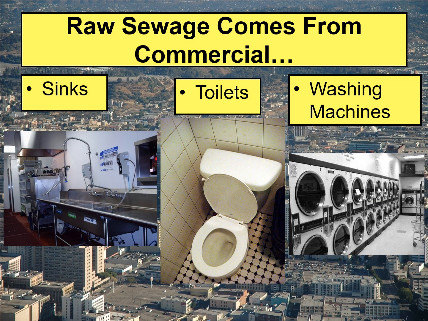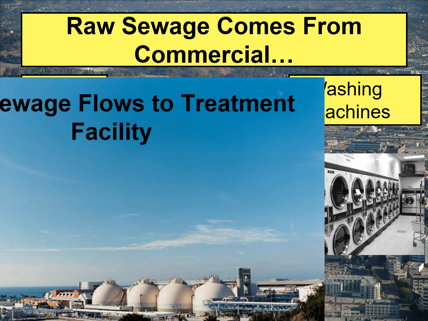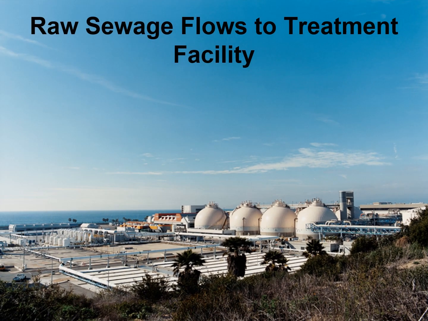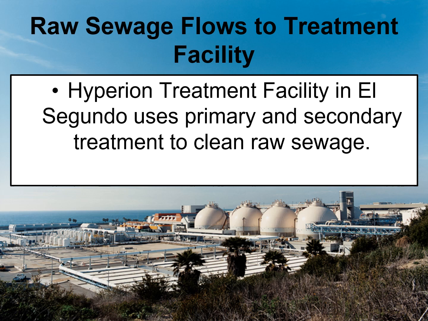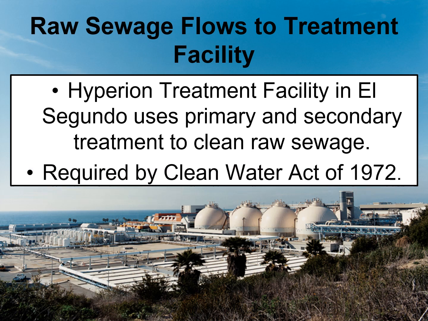So any sort of sewage that's coming from businesses, whether it be bathrooms, washing machines, sinks, they're also connected to the city sewer line, and then that goes out to a wastewater treatment facility to be cleaned. Here in the southern Los Angeles area, a lot of our raw sewage does flow to this facility here. It's called Hyperion. It is a wastewater treatment facility, and it uses primary and secondary treatment to clean sewage that is being generated from the city.